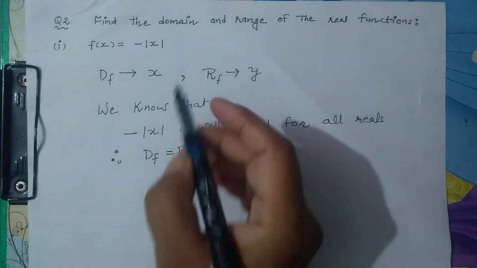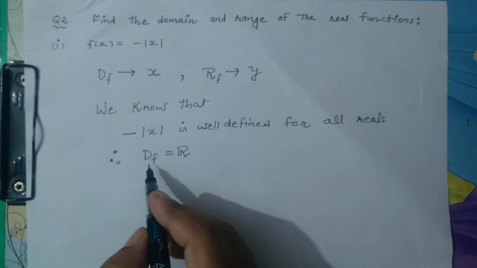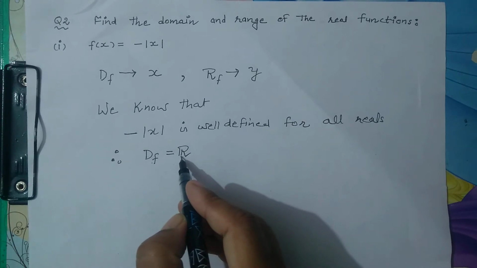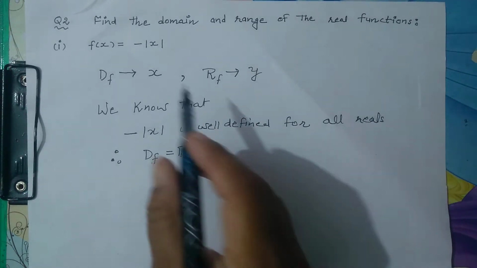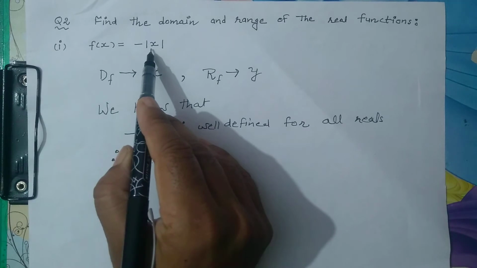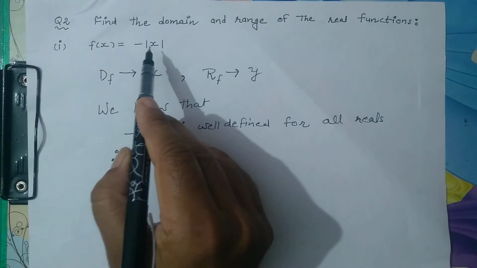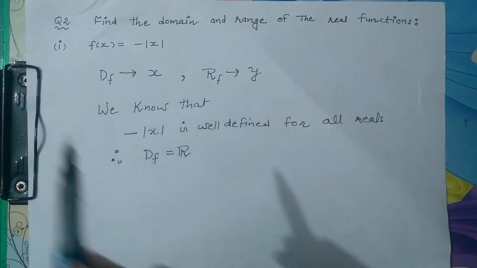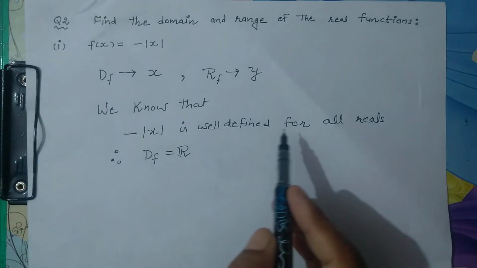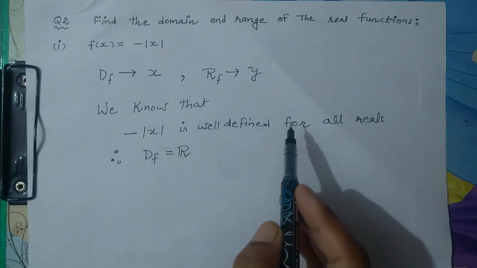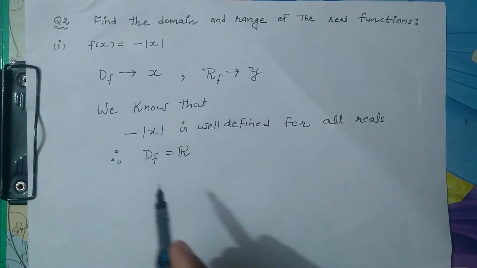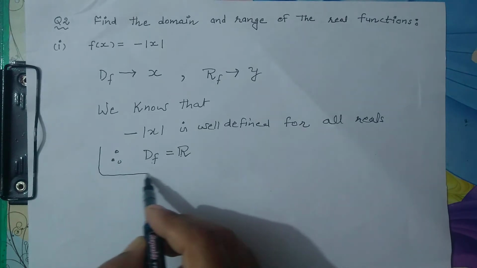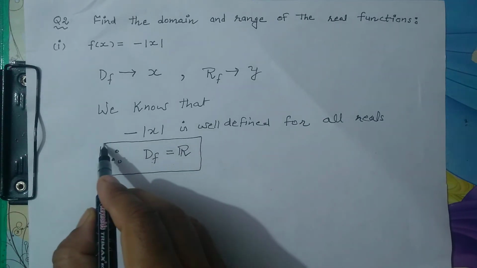Okay, so the first part is clear now. What is the domain? Domain of the function is equal to the set of all real numbers. How to obtain? We need to find where the given function is well defined, for what value of x the given function is well defined. So for all real values of x the given function is well defined. So we can say domain of the function is equal to R.